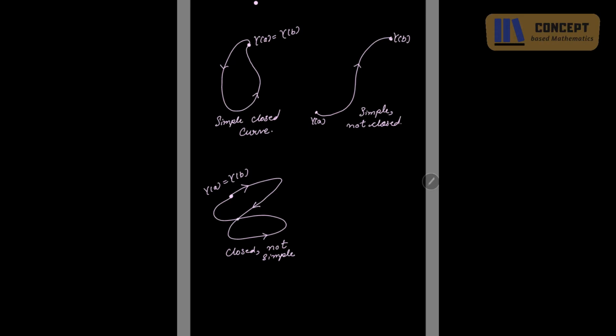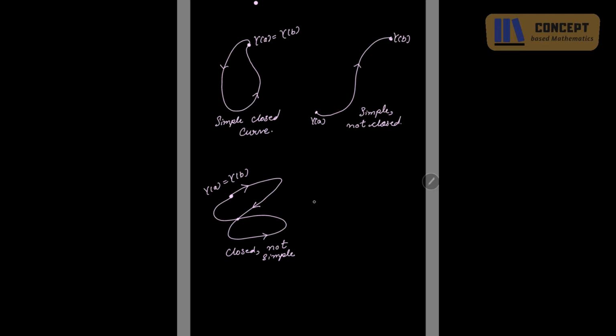At this point, one point intersects at one point will give 2 values. So it has 2 values at this point, or it intersects itself. This curve intersects itself. So it is not simple.